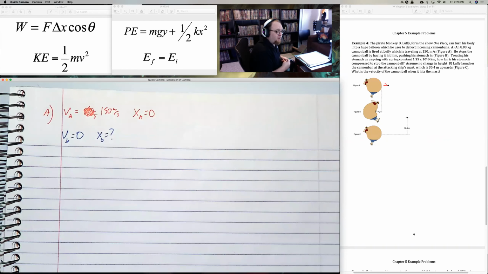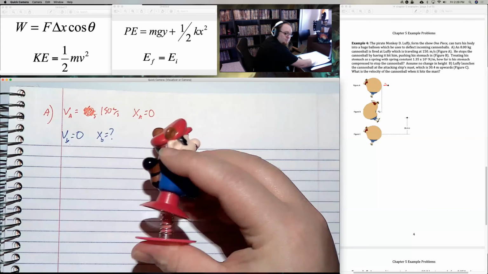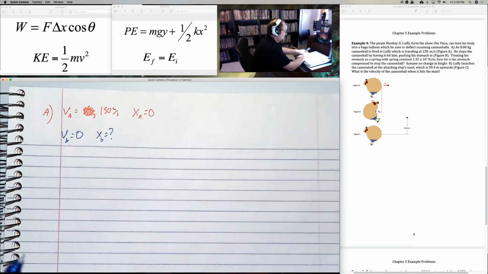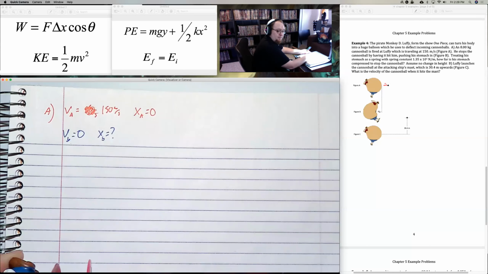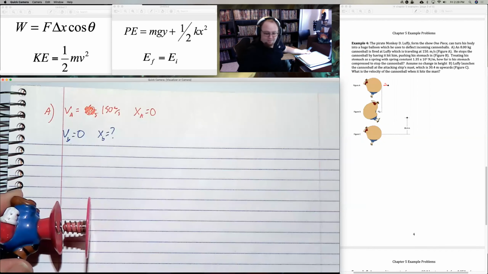Part B is going to involve case C, and I'm just going to read it all out now. It says Luffy launches the cannonball at the attacking ship's mast, which is 30.4 meters upwards. What is the velocity of the cannon when it hits the mast? Here's the thing. The last problem, the spring and movement were in the same axis. This one, the spring is sideways. I need something I can be flinging.